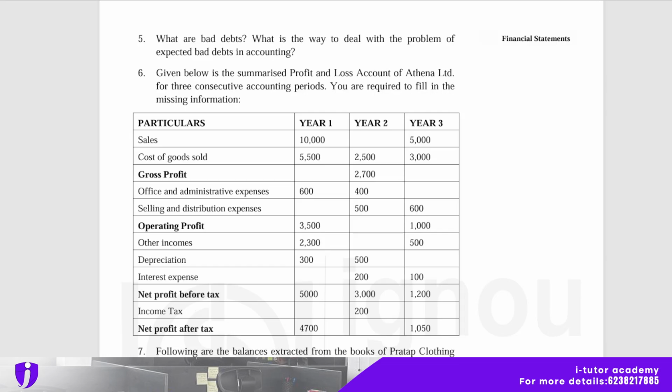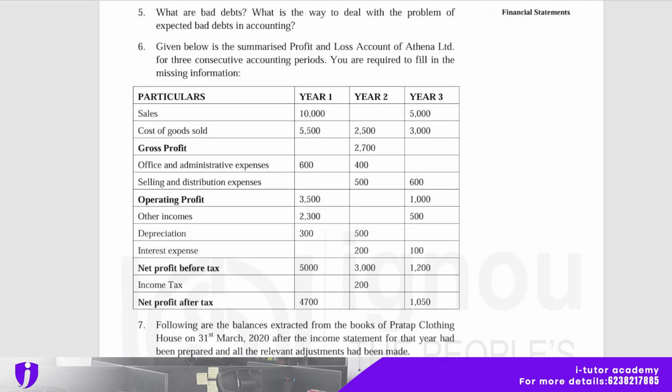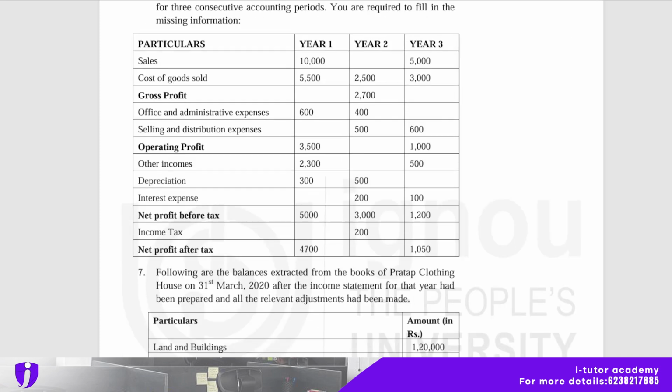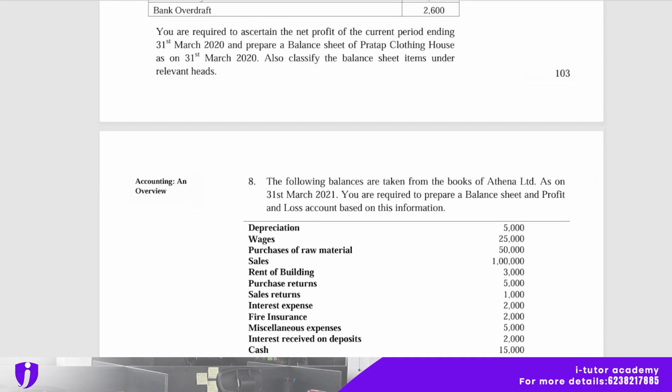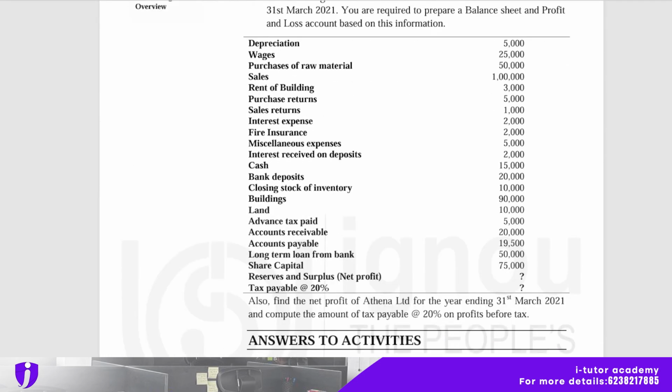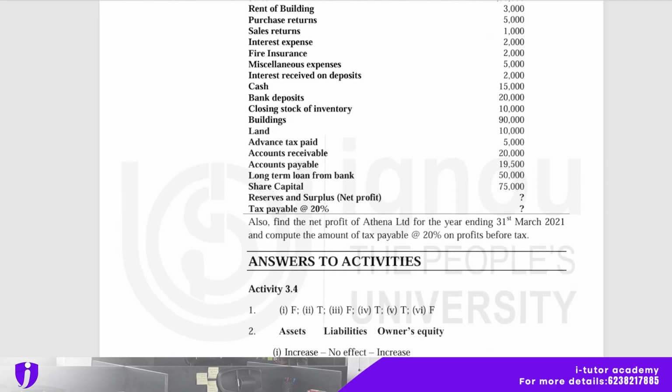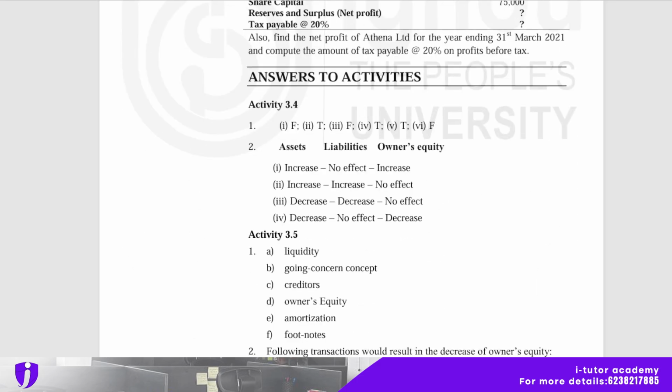Okay, this is year 1, year 2, year 3. Particulars are also there: gross profit, operating profit, net profit before tax, and net profit after tax. And the 7th question is also based on that, and the 8th question is also based on the activity. Okay, so you just go through the answers also here. It will be easier. Some chapters do not provide the answers, but here are our answers for this chapter.